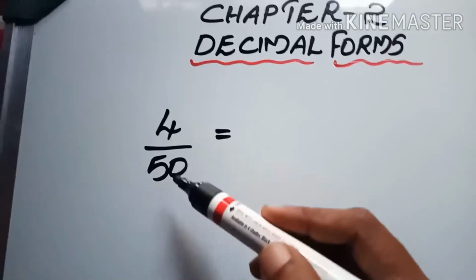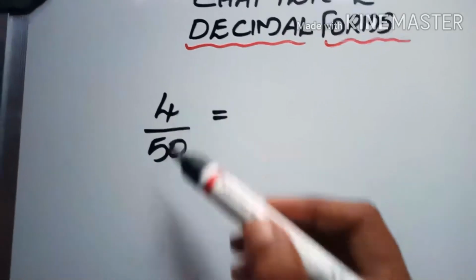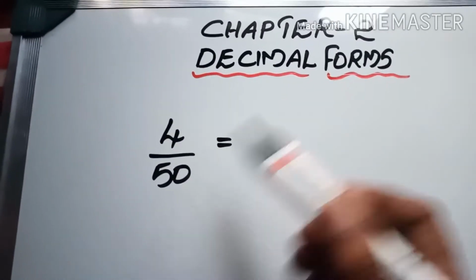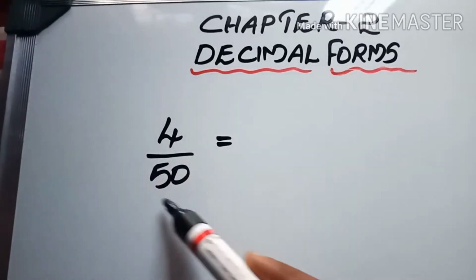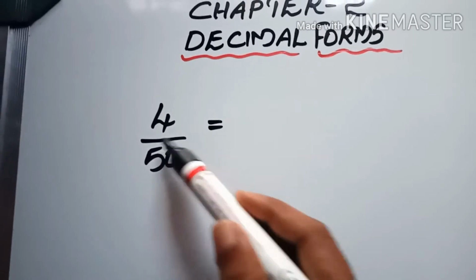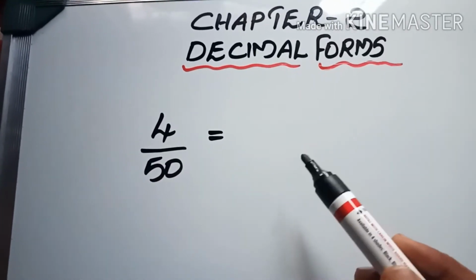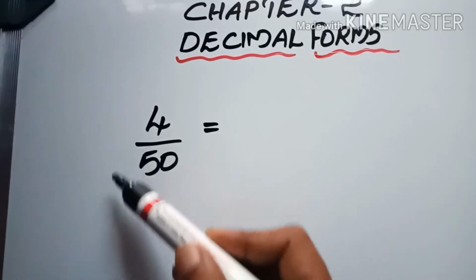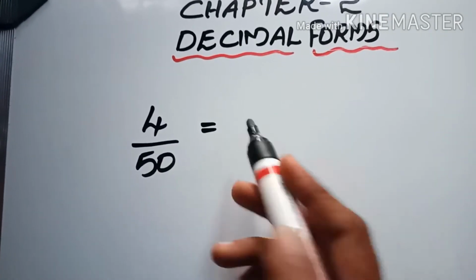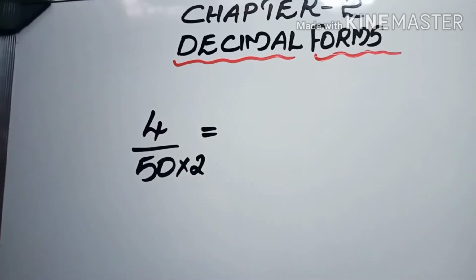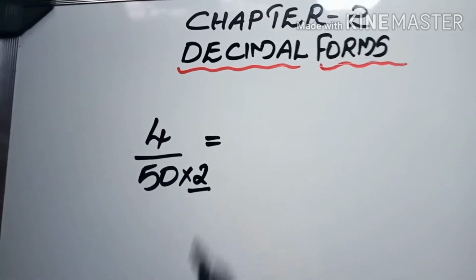Okay, consider 4 by 50. Okay, this also we need to write as a decimal form. Here the denominator is not a multiple of 10. So first of all we need to convert this 50 into a multiple of 10. So 10 is not possible here. Now directly we can say that 50 into 2 is what? 100. Okay, 50 into 2 is 100. That we can directly write.